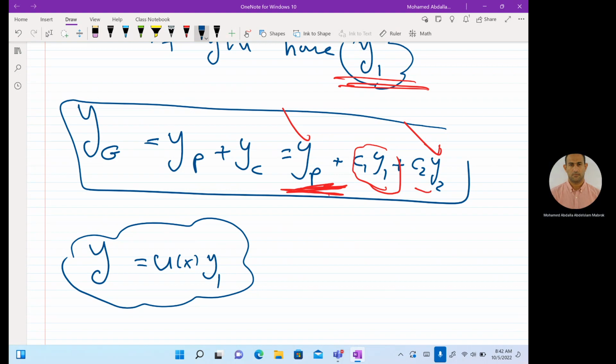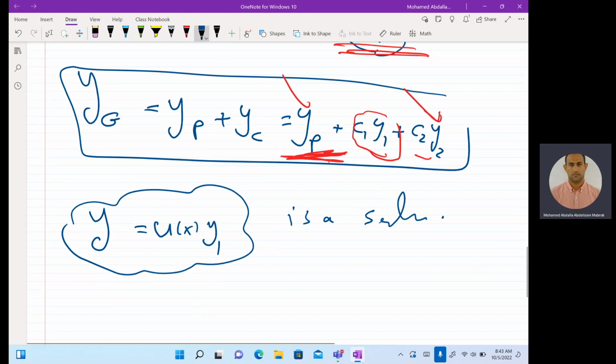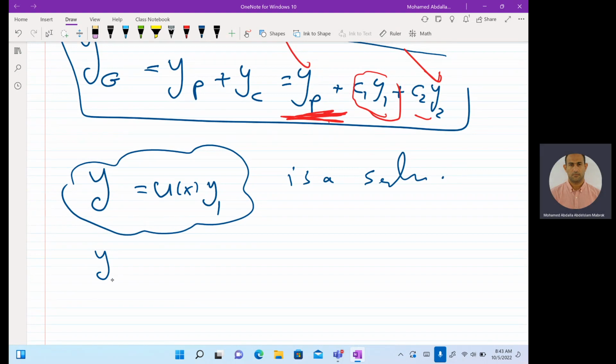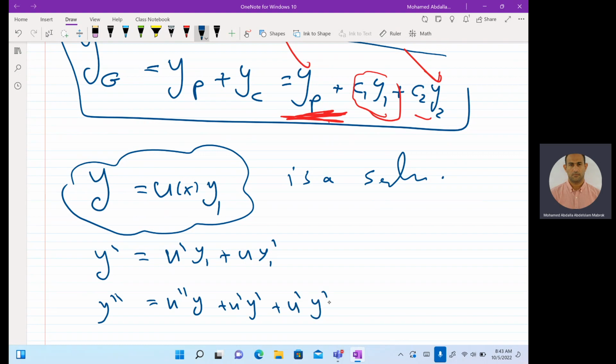Now we assume that this is a solution. What does that mean? It satisfies the equation. We knew that, we used this several times. So it satisfies the equation means that I can find y dash and y double dash. In this case y dash will be u dash y1 plus u y1 dash. And y double dash will be u double dash y1 plus u dash y1 dash plus u dash y1 dash plus u y1 double dash.